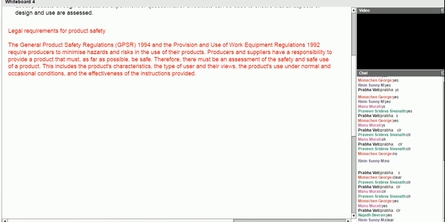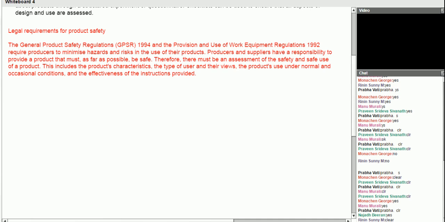Let me check the exact meaning of hazards. Hazards means a danger or risk. To minimize the hazards and risk in the use of their products.